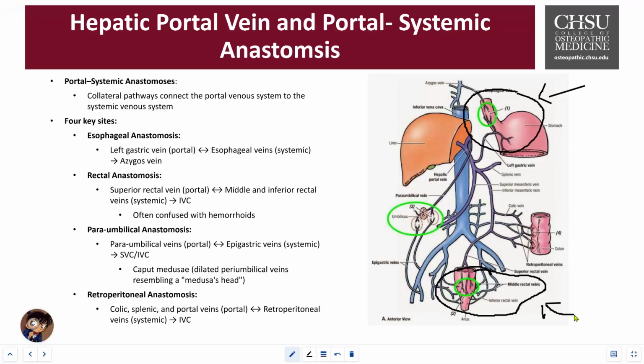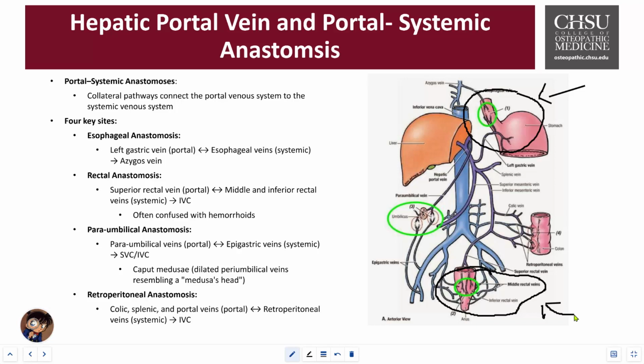Number 3 is the paraumbilical anastomoses. The paraumbilical veins from the portal system connect to the epigastric veins from the systemic system, and it drains into the SVC and the IVC. Portal hypertension then leads to a condition known as the caput medusae, and this is a distinctive dilation of the regions of the paraumbilical vein.